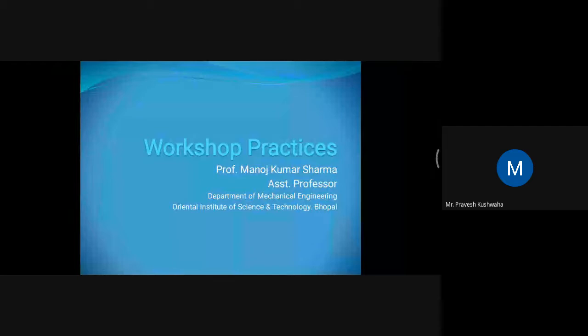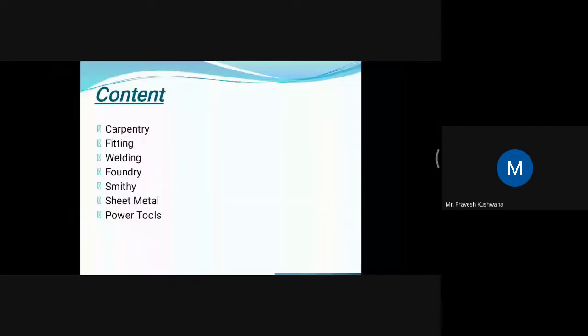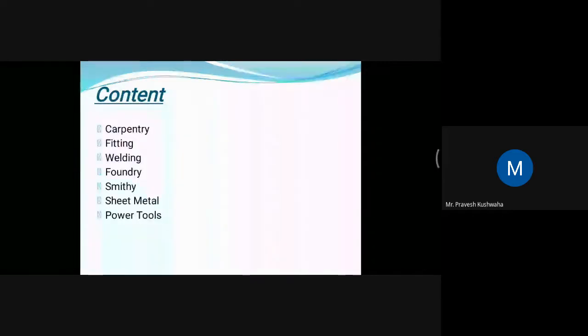These are the slides for workshop practices. They cover carpentry, fitting, welding, foundry, smithy, sheet metal, and power tools. That means, in the workshop, what kind of work is going to be done? First is carpentry, second fitting, then welding, foundry, smithy, sheet metal and power tools.